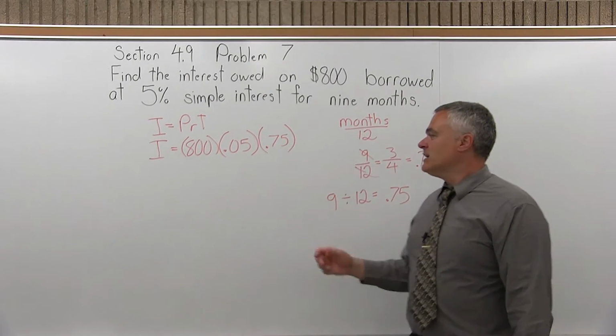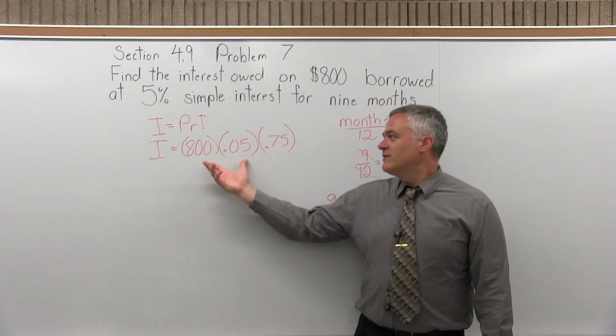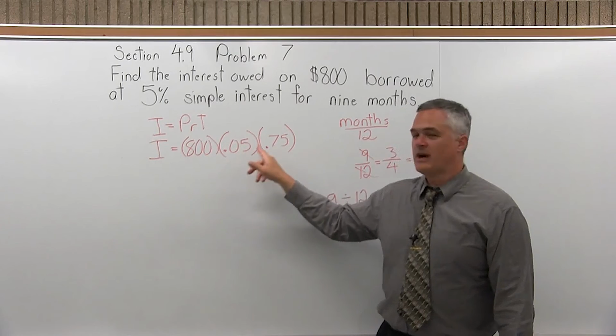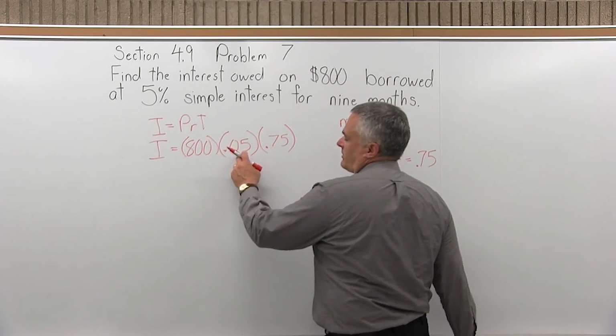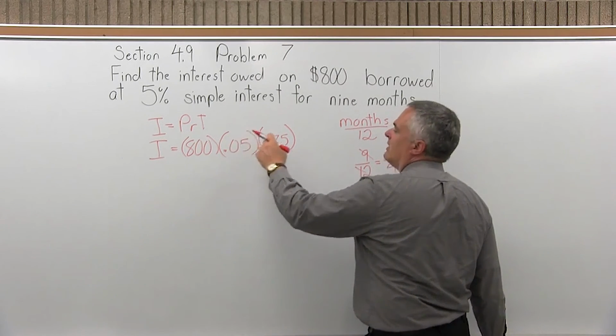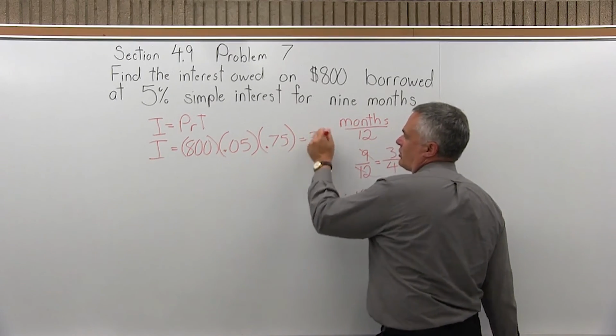Now that you have it filled in, again, if you can use your calculator, and all the teachers that I know of allow you to use a calculator in this section. You want to enter 800 times 0.05 times 0.75. So 800 times 0.05 will come out to 40. Just leave it on the screen. You don't have to re-enter it. Just leave the 40. Times 0.75, and the calculator will give you a result of 30.